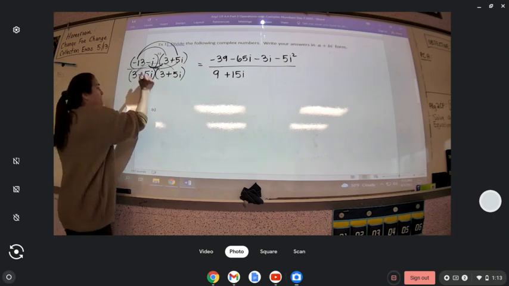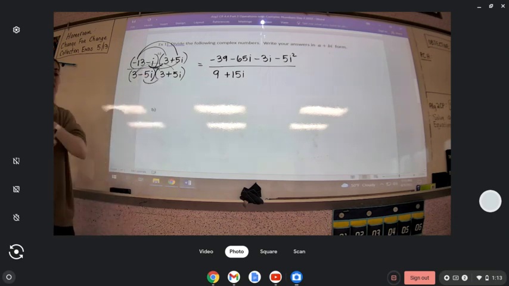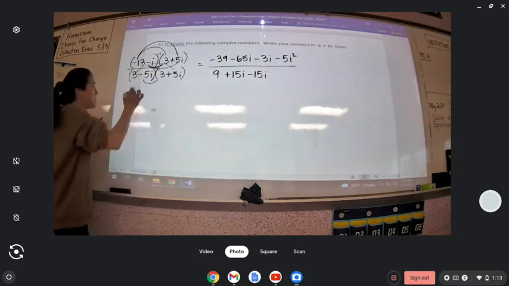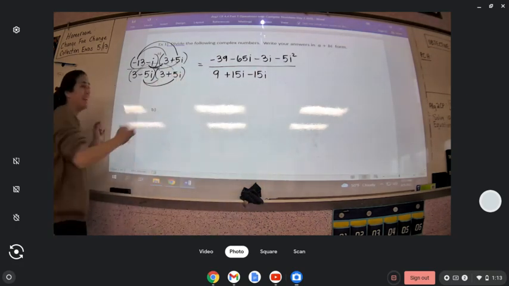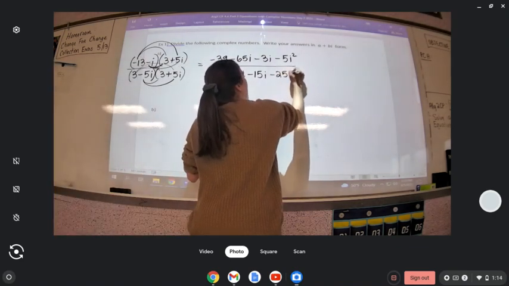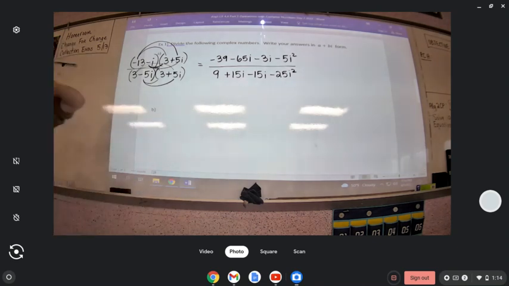All right, what's negative 5i times positive 3? There it is. Negative 15i. And then last, what's negative 5i times positive 5i? I squared. All right, there we go. So now we're left with the cleanup. Let's go to the top. He's not going to be as pretty as the bottom.